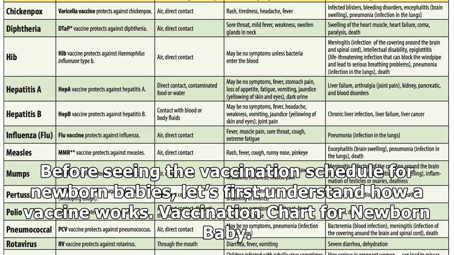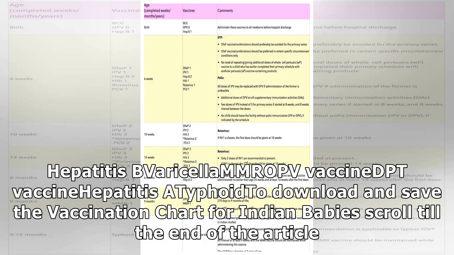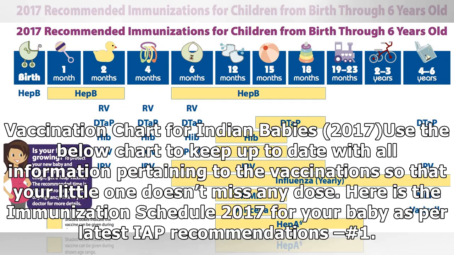Vaccination chart for newborn baby. Hepatitis, varicella, MMR, vaccine hepatitis A, typhoid 2. Download and save the vaccination chart for Indian babies. Scroll till the end of the article. Vaccination chart for Indian babies, 2017.